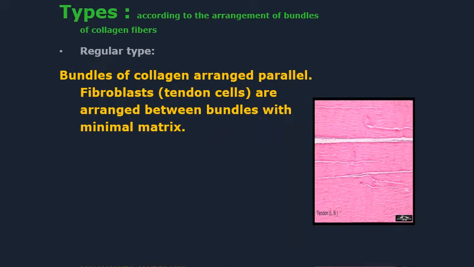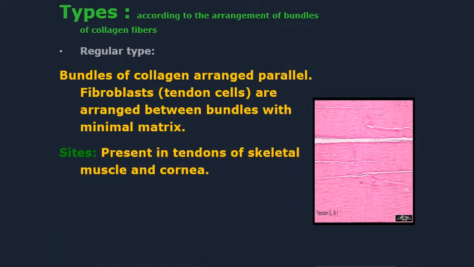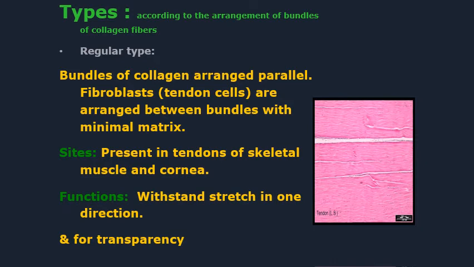According to the arrangement of the collagen fibers, we have regular collagen fibers that withstand tension in one direction, present in the tendons, ligaments and in the cornea. In the cornea, for protection as well as for transparency. Withstand stretch in one direction, and for the cornea it's important as a protection as well as transparency.